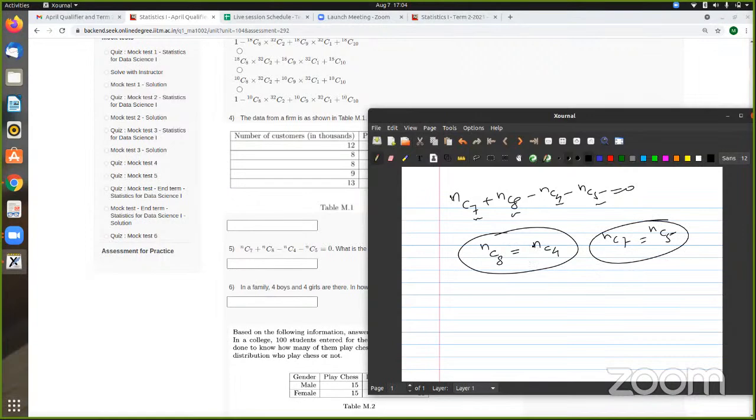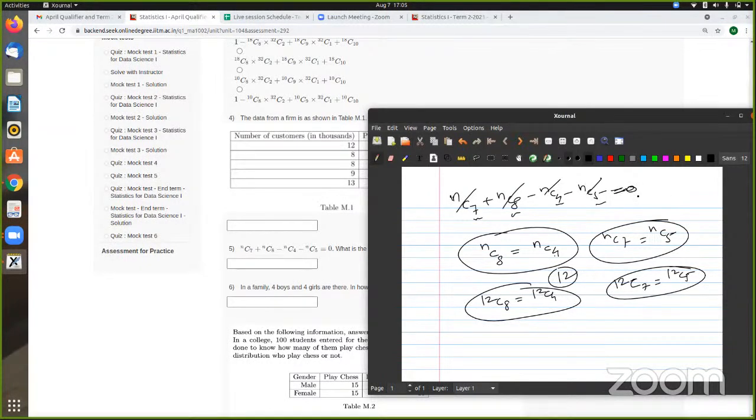So what can be the value of n then? It should be 12, the 8 plus 4. Then only it is possible, right? 12C8 is equal to 12C4, and 12C7 is equal to 12C5. When these conditions are satisfied, you will get these things cancelled, so you'll get 0 here. Okay, that's it. I was solving it actually. Okay, it's okay.